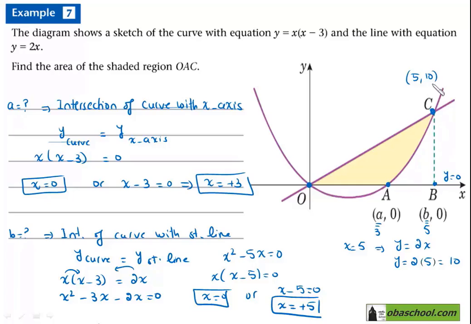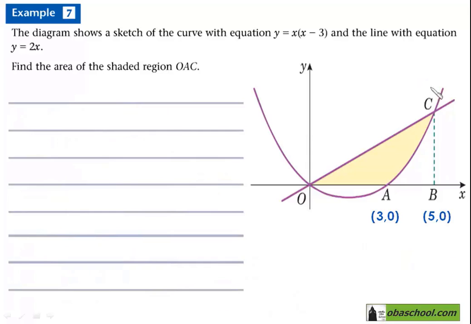Okay, now we will look at the nature of the shaded region. These are the points that we found. C is 5, 10. The colored region is between the straight line, the x-axis, and the curve. So we cannot directly say that it is y1 minus y2 because we have several equations. Notice that here you have an equation for the x-axis, and here we have an equation for the curve. So we need to think logically.